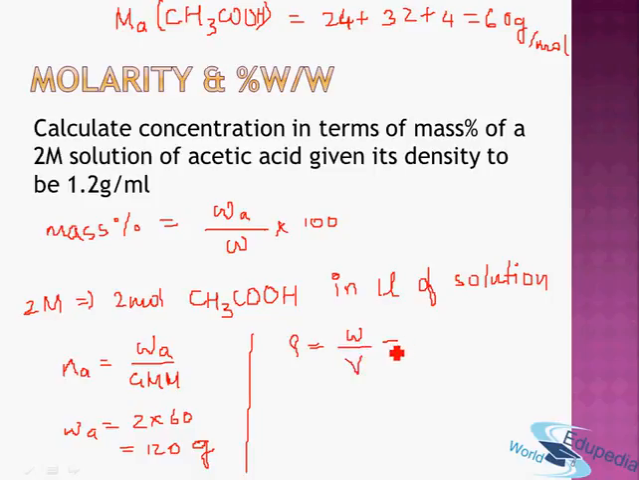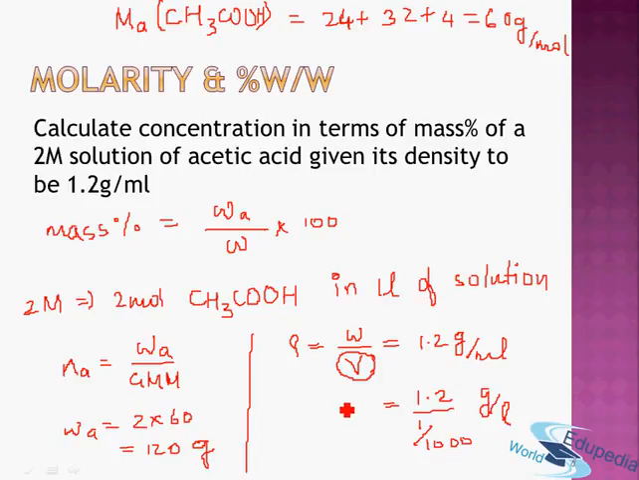The density that has been given to you is 1.2 gram per ml, and the volume of solution we have assumed to be 1 liter. This is in liter, this is in ml, so you have to make the unit the same, otherwise your calculations will be wrong. So let's convert milliliter to liter. How do I do that? It's quite simple. Milliliter is a smaller unit, so you simply divide by 1000. So dividing 1.2 by 1000, this gets converted to gram per liter.